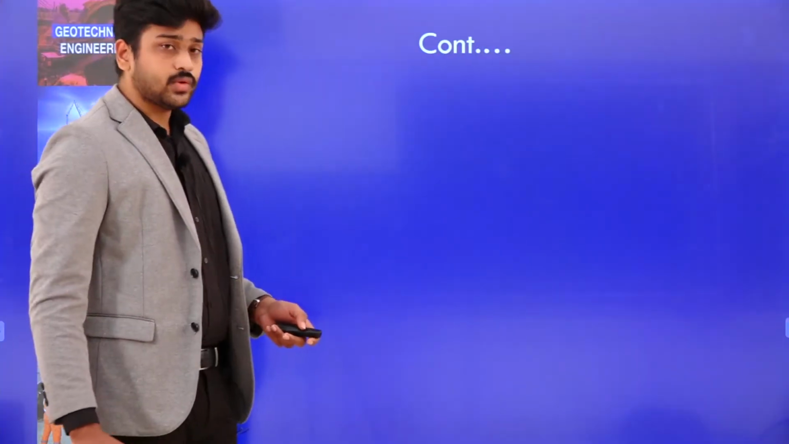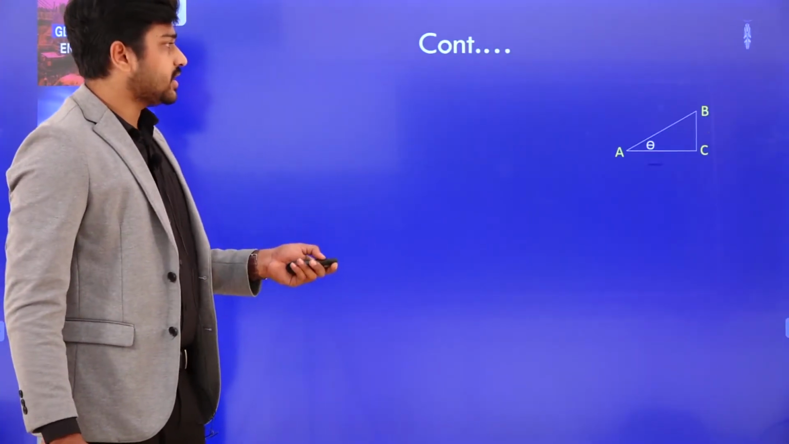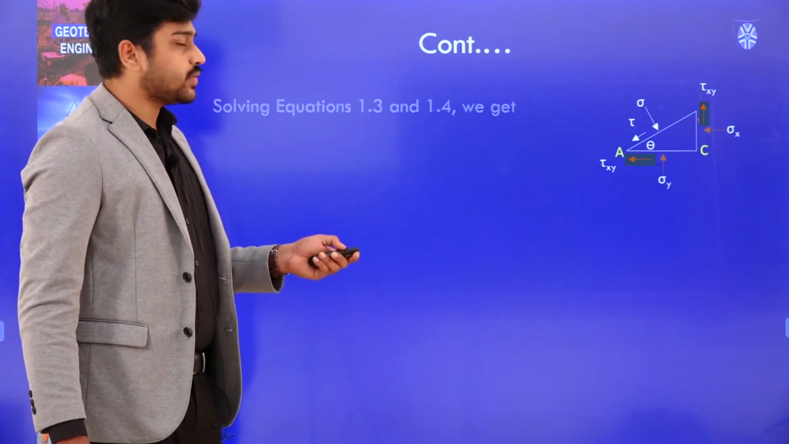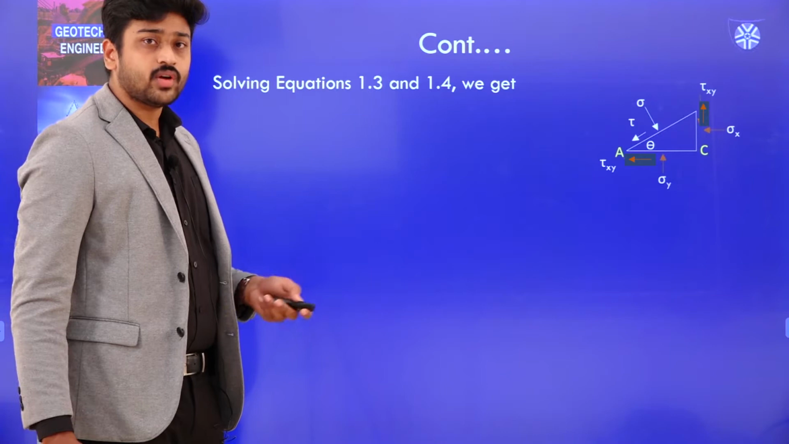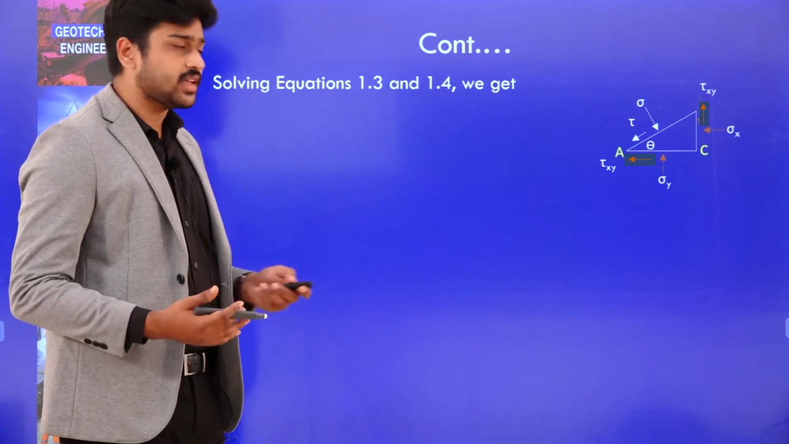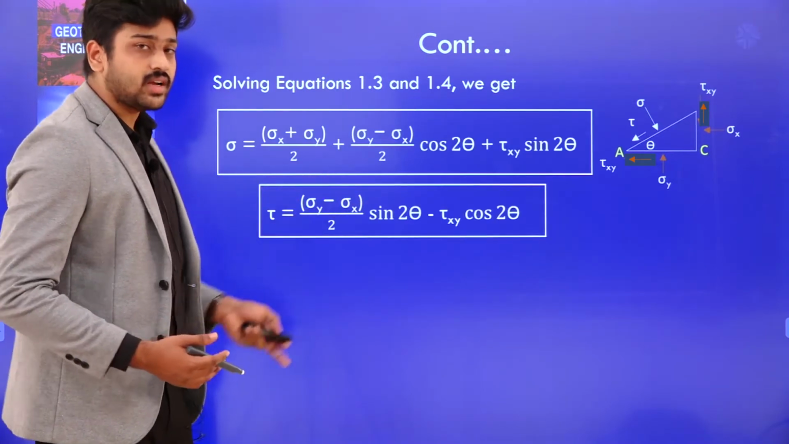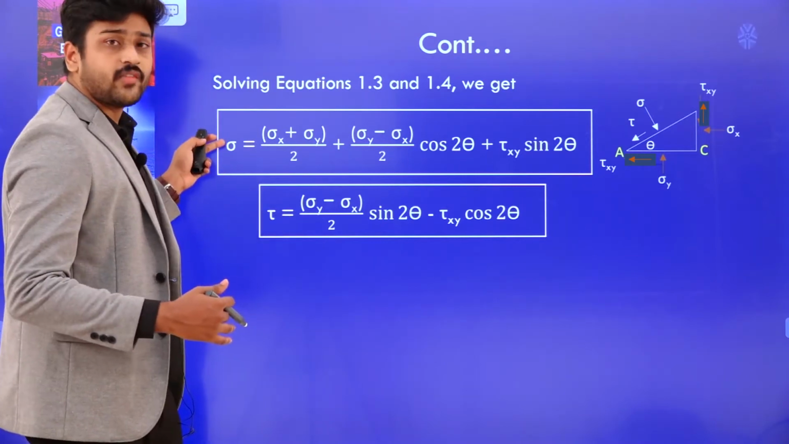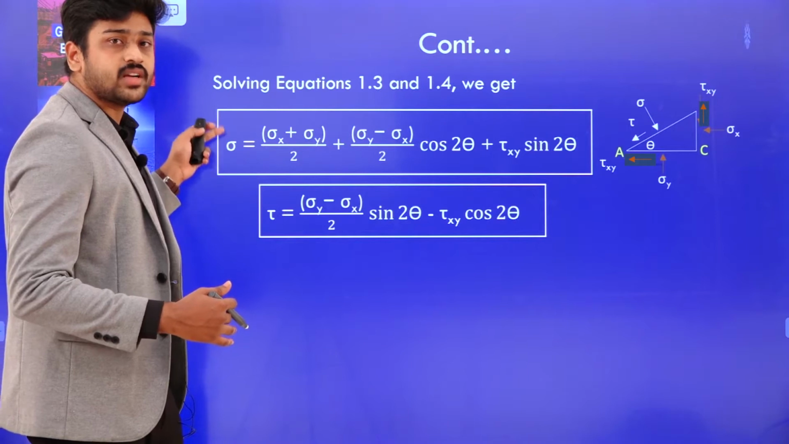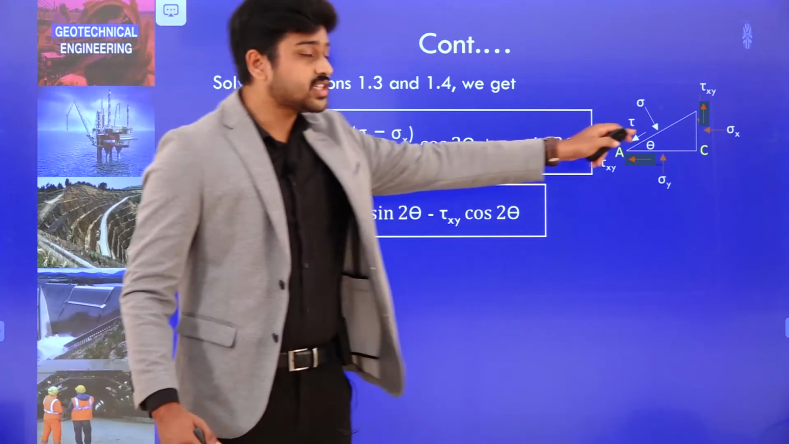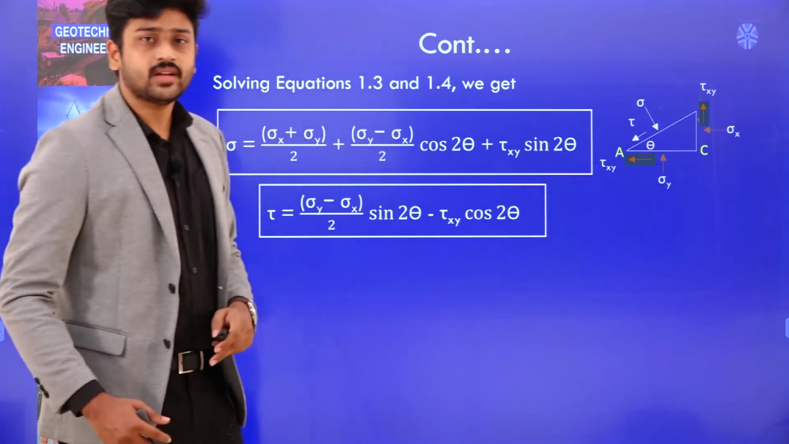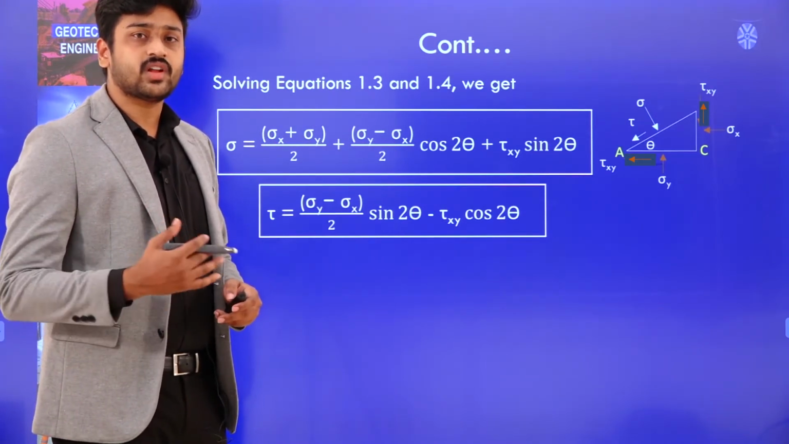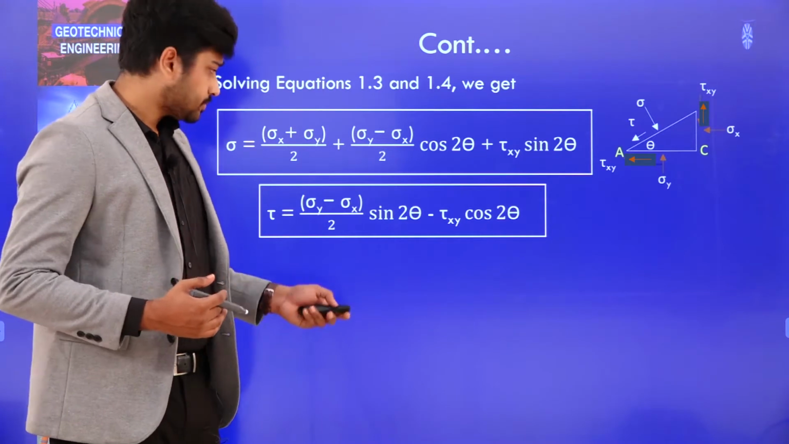Now, how do we do it? Just for our consideration, I have given the wedge once again. Using equations 1.3 and 1.4, if you solve those two by squaring and adding, after a lot of steps and procedures you can finally obtain the sigma and tau value for this particular failure plane, clear? In that way, we have to evaluate the normal stress and shear stress for the failure plane, clear?